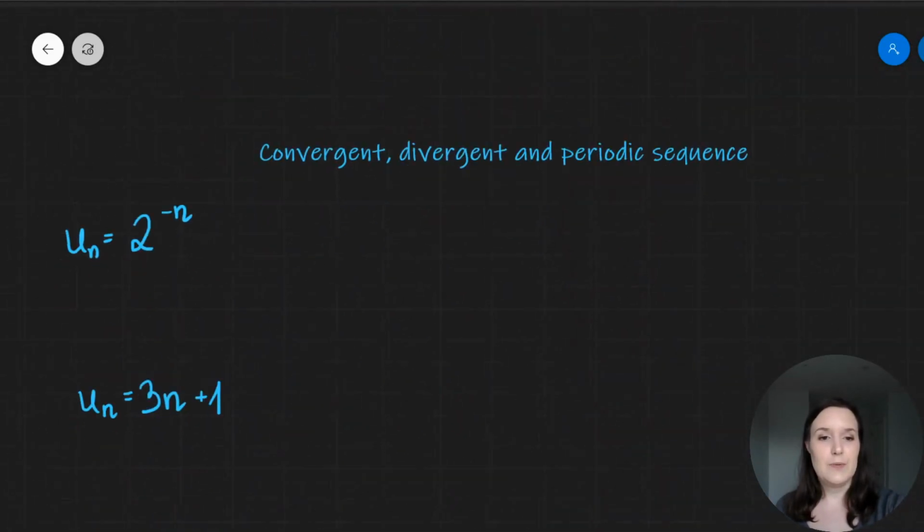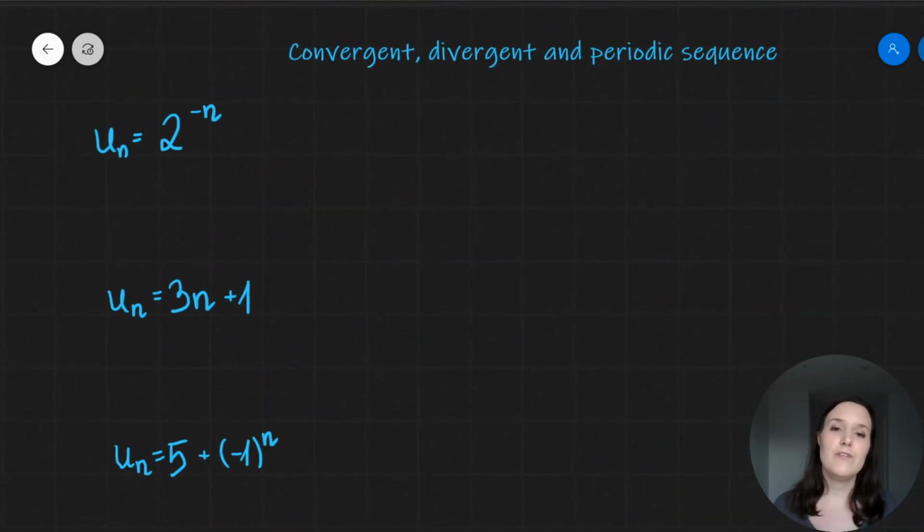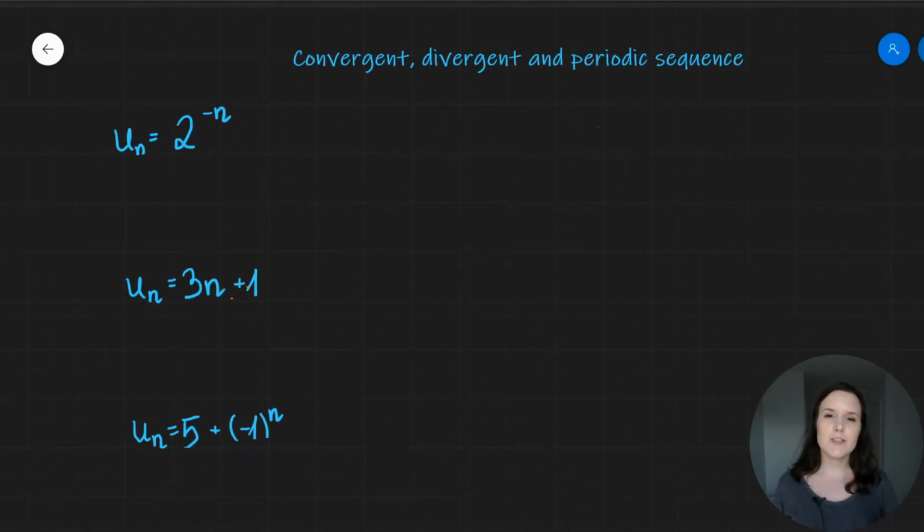Okay, now moving on to convergent, divergent, and periodic sequences. Convergent means that a sequence approaches a limit, tends to a limit. When n gets bigger and bigger, tends to infinity, the terms U(n) tend to a certain limit. Divergent means that they don't, so it is not approaching a limit. And periodic means that the terms repeat. There's a repeated pattern. Let me explain on examples.